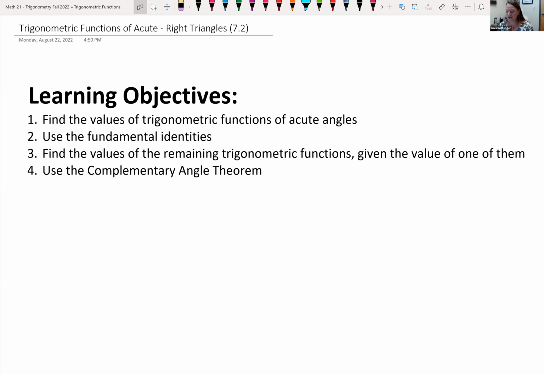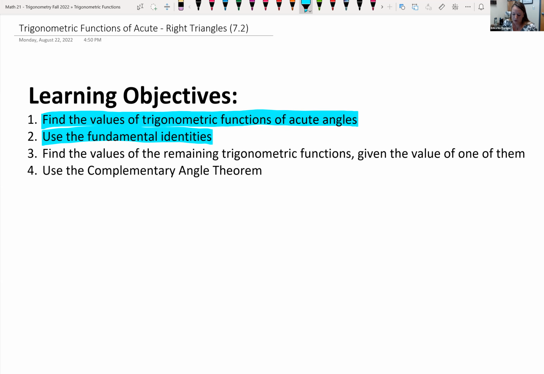So in front of you, you see the learning objectives for this next section in our textbook. One, we want to find the values of trigonometric functions of acute angles. We are going to learn some of these fundamental identities. There are fundamental identities in this section that we'll be using throughout this course, and then you'll also be seeing them again when you are in calculus.